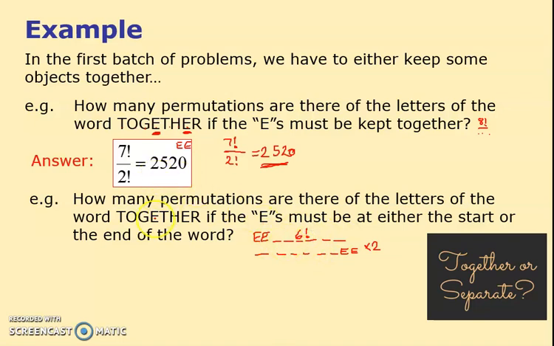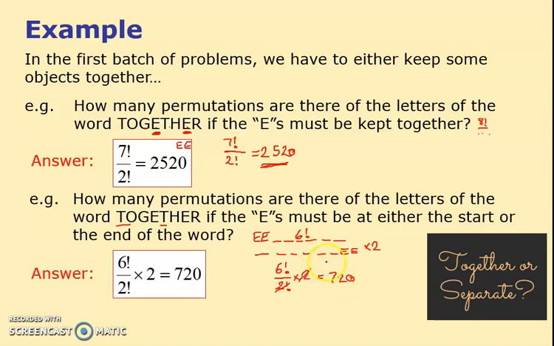Not quite, because I've got 2 T's as well, so I've still got to take care of the T's. I think it's 6 factorial divided by 2 factorial because of the T's, but then times 2 because the EE can go at either end. And I think that's it. Effectively, they cancel out, and my answer is 6 factorial. What do I get? 720. Good, 720 is right. I've done exactly the same way.